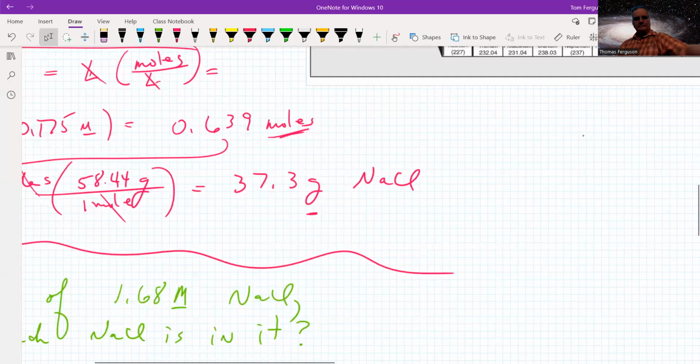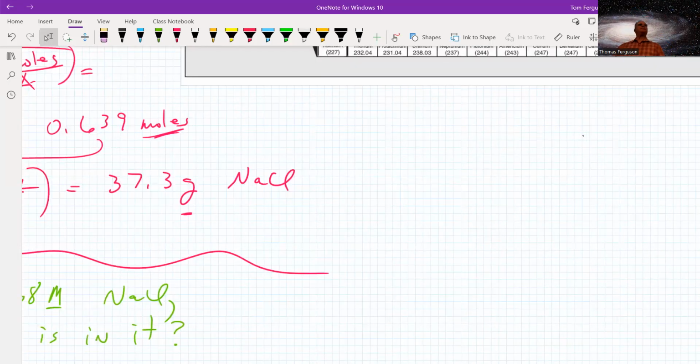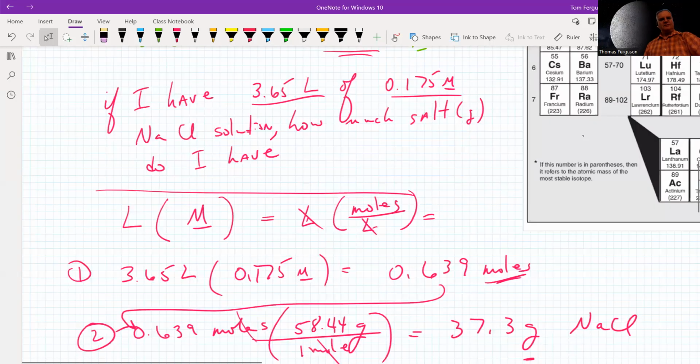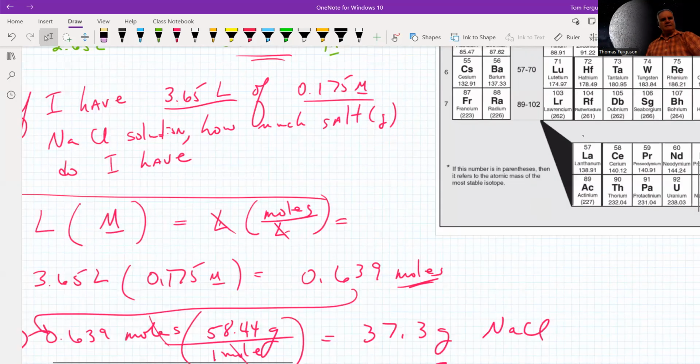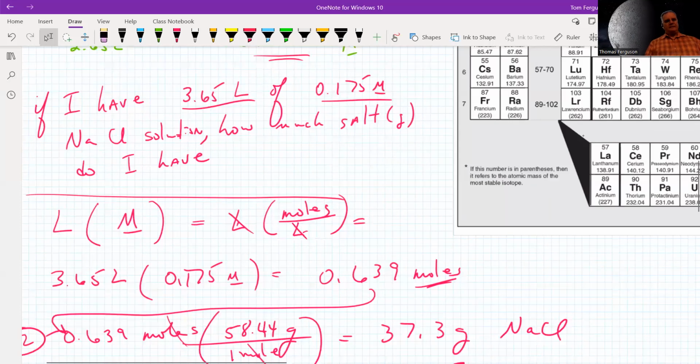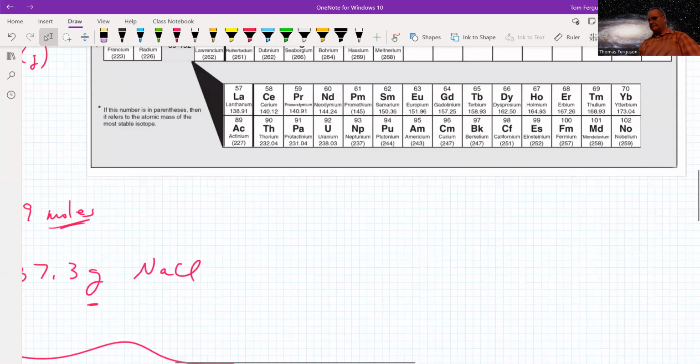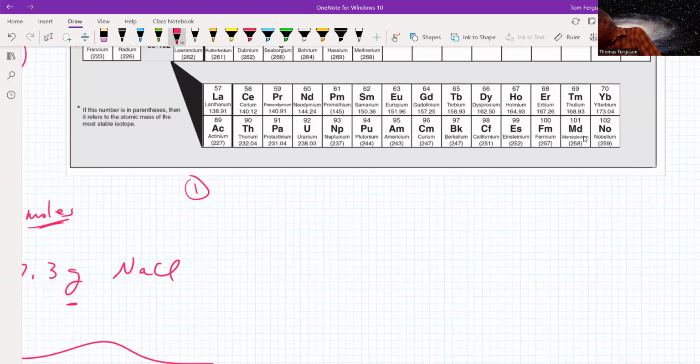So how do I mix that up? What are the directions to mix up that solution? Your job is to make 3.65 liters of a 1.175 molar solution. How would you do that? There are two ways. One way is correct, one way is not.